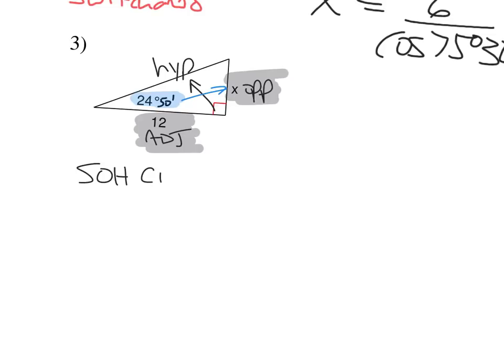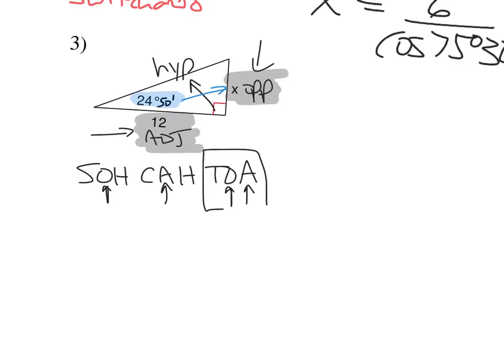So we're going to write out SOHCAHTOA and try to figure out which of the 3 trig functions we're going to be using based on the active sides. The active sides are the opposite and the adjacent. The only trig function that you have both parts for is tangent.